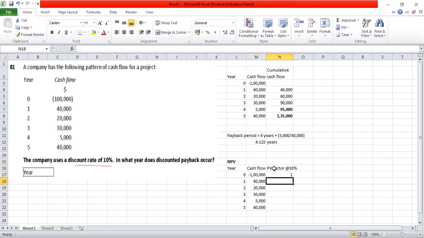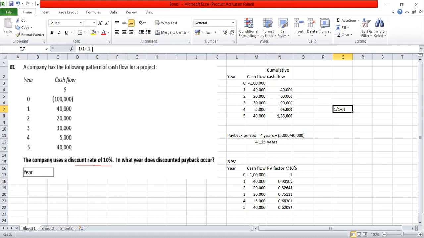Otherwise, there is a formula, 1 divided by 1 plus R, where R is 10%, whole to the power of 1 in the first year. In the second year, it will be 2. These are the table values. We can also calculate with the help of a calculator. In the examination, this would be provided, so don't worry. In a situation where you do not have the table values provided, you can use your calculator. Just type 1 divided by 1 plus 10%, which is 0.1, isn't it? So 0.1.